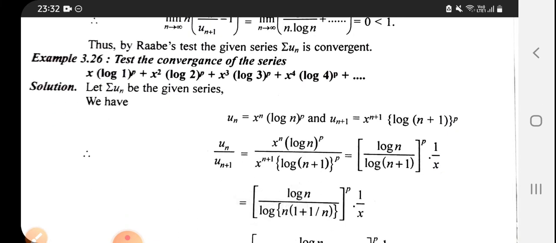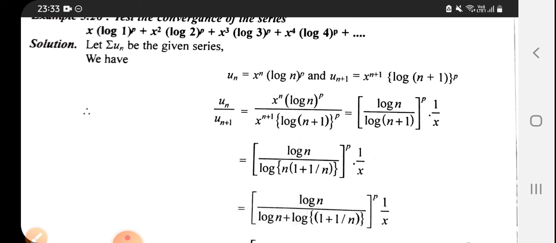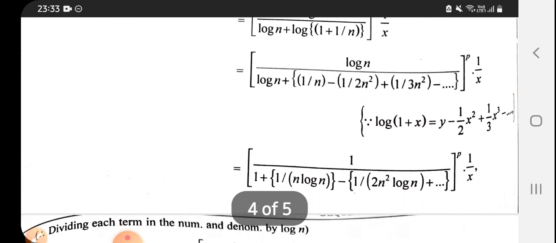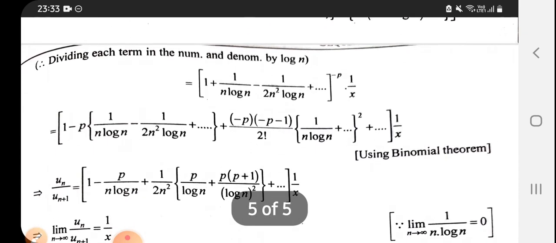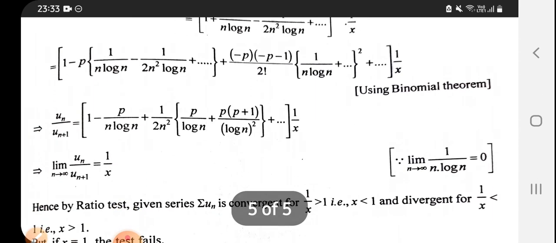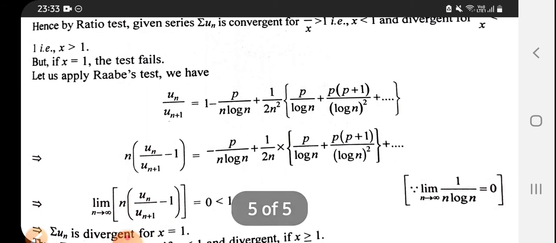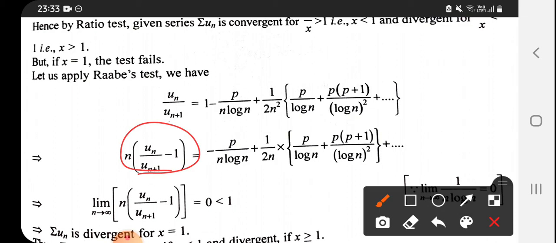Test the convergence of the series. In this next problem, we find un plus 1 and the ratio un upon un plus 1, that is 1 by x, into this given expression. We apply the logarithmic series, and after applying it we get 1 by x. If 1 by x is greater than 1, then the series is convergent, less than 1 then the series is divergent. For x equal to 1 this test fails. By Raabe's test we get n un upon un plus 1 minus 1, and this value is 0, which is less than 1, therefore the series is divergent.